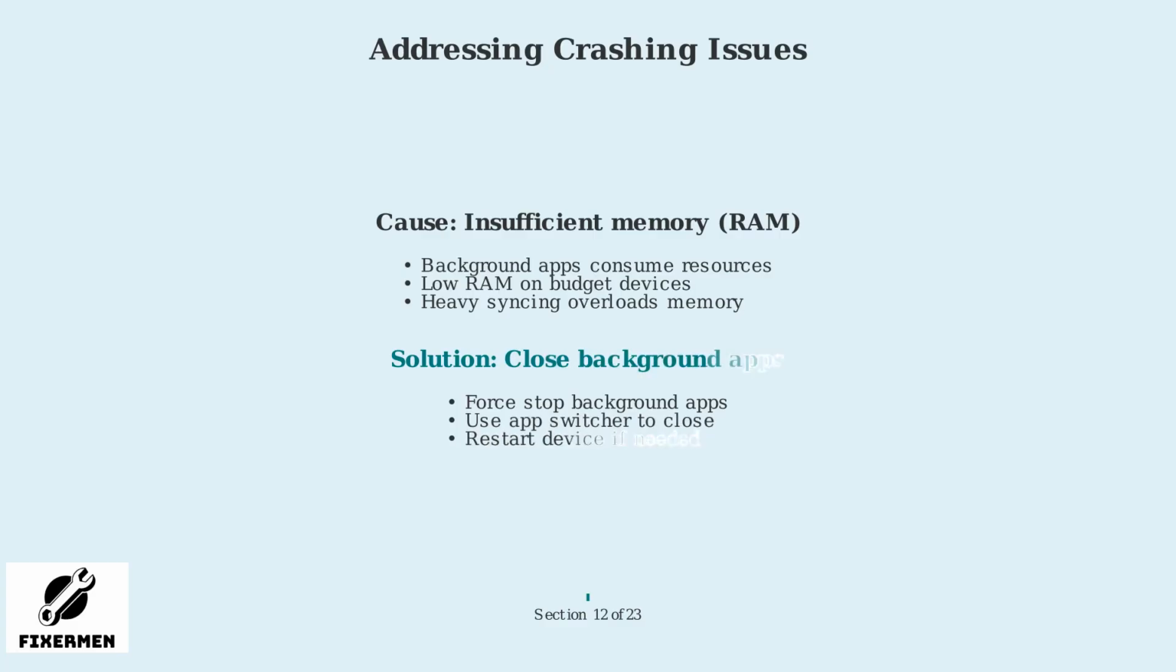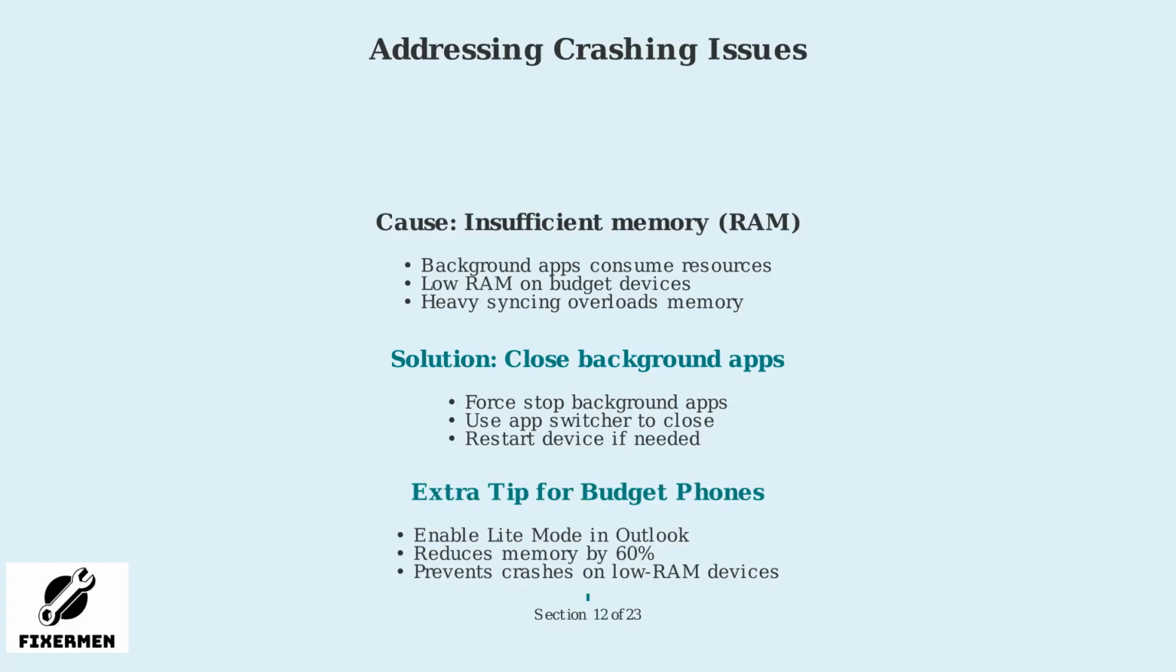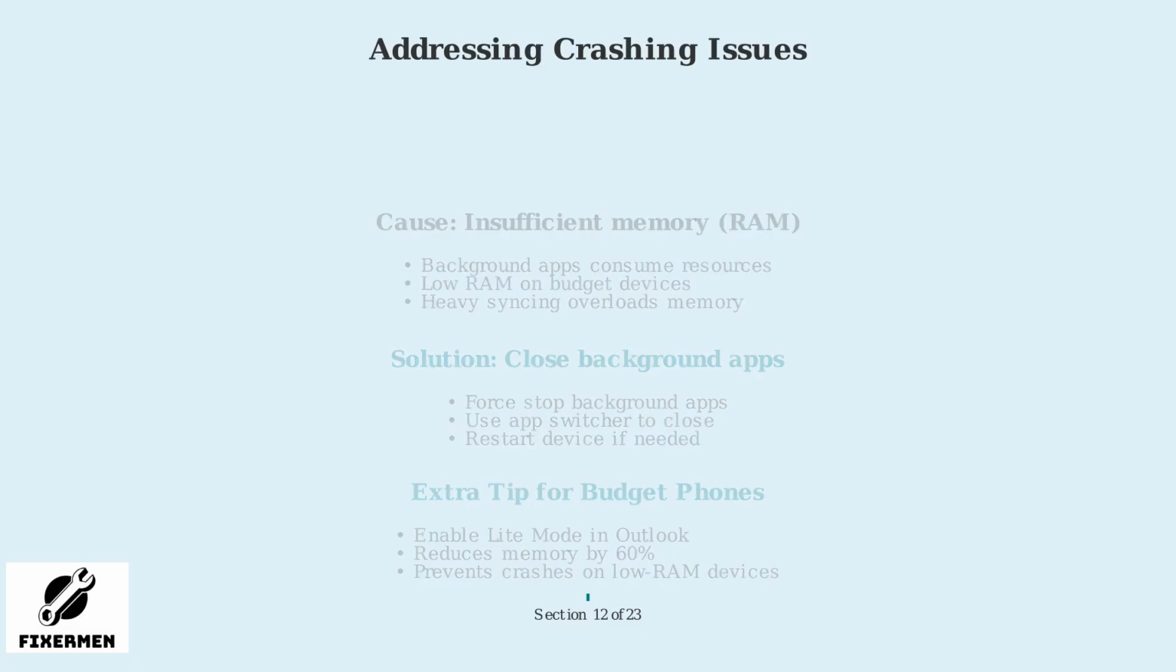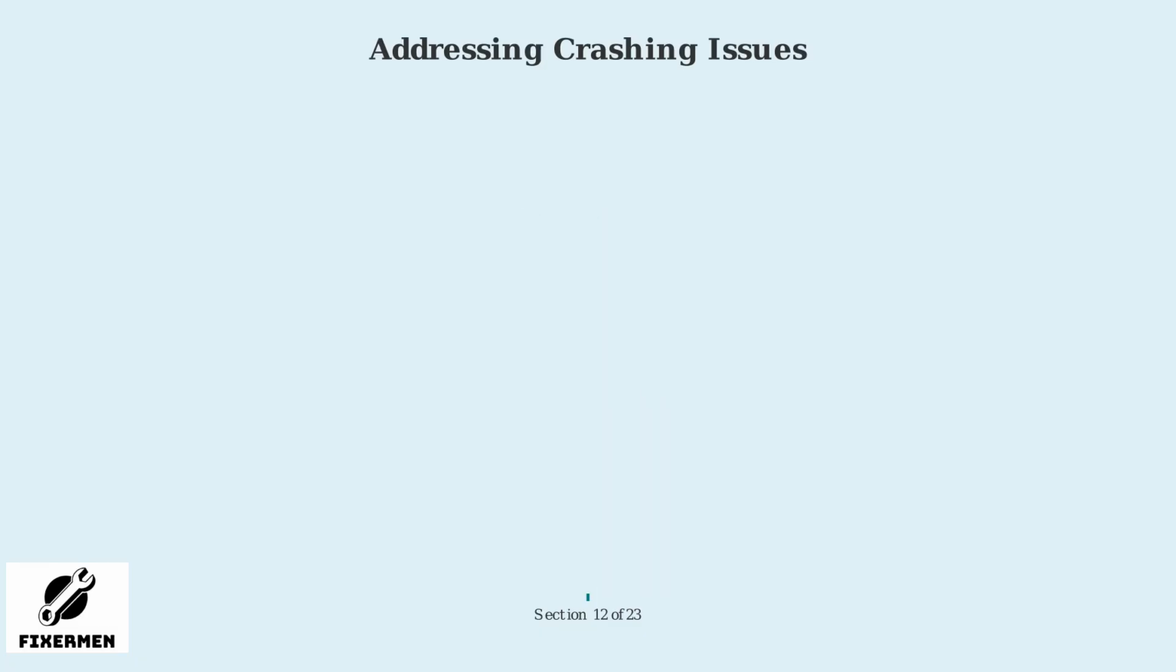To resolve this, close other apps running in the background. Force stop unnecessary processes through your device's app manager or recent apps menu. For budget phones, enable light mode in Outlook settings if available. This reduces animations and memory usage, helping prevent crashes by up to 90%. By addressing storage and memory issues, you can significantly reduce Outlook crashes and improve overall app performance.